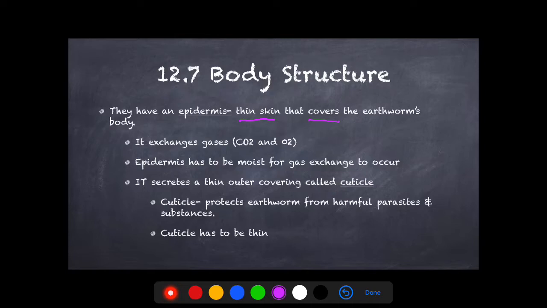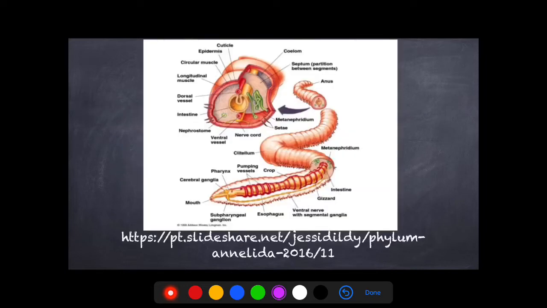And basically the epidermis is a thin skin that covers the earthworm's body. The reason that it has to be thin is because it is able to exchange gases like carbon dioxide and oxygen with the environment. The epidermis has to make sure that it's also moist in order for gas exchange to occur, and also to protect the worm itself. The epidermis also secretes an outer covering called the cuticle, which is also very thin. And the cuticle is there to protect the earthworm from bacteria, parasites, other things that could damage the worm or even kill it. And like I said, it has to be thin so that it can do the job of protecting and being moist and allow exchanges to occur.